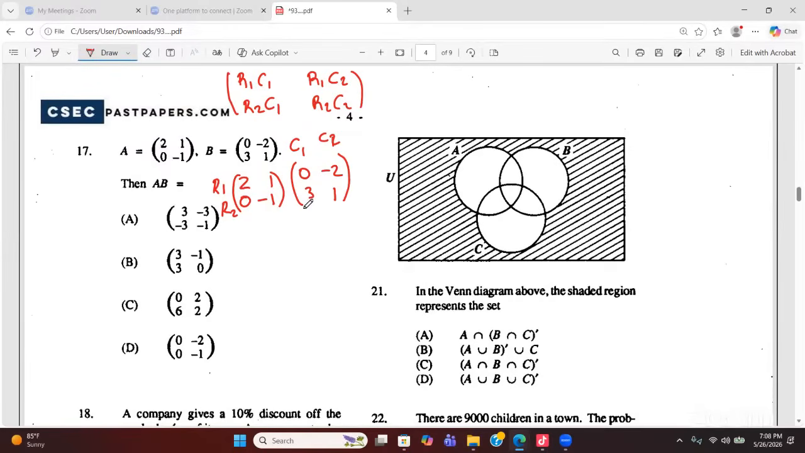Normally when I execute, I look. So let's look. We're going to have 2 times 0 plus 1 times 3, right? Good. Sorry for the writing there. And then it's going to be 2 times -2 plus 1 times 1. All right, 1 times 1. There, -1, -4, -3.